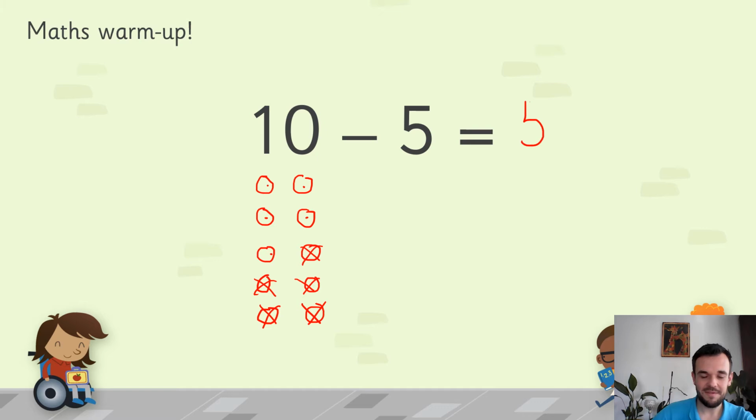Down and around and a flag on high. That's the way to make a 5. Give yourselves a tick if you got it right. If not, go back and have another go. That's Super Maths Warm-Up, everybody. Let's move on to what we are going to be learning about today.